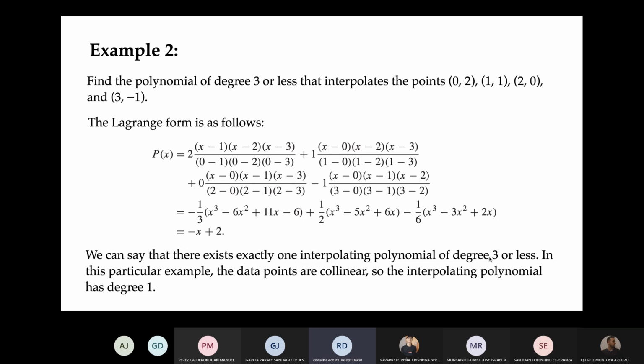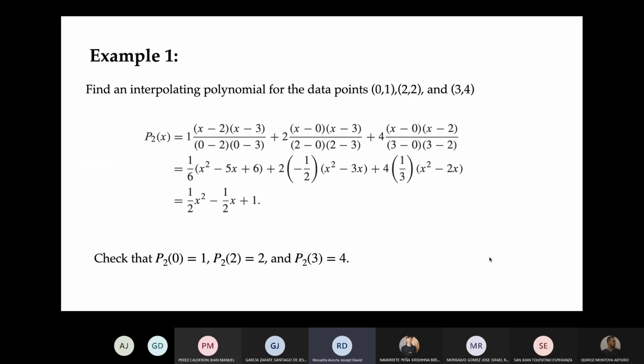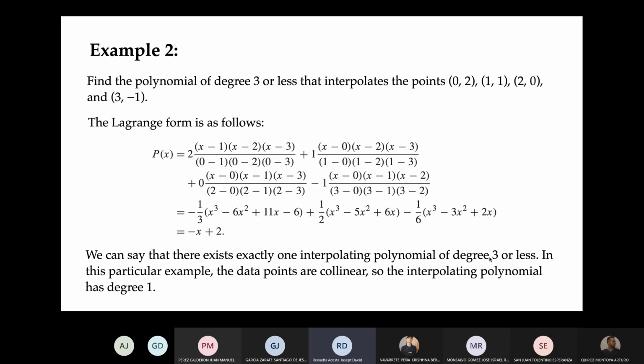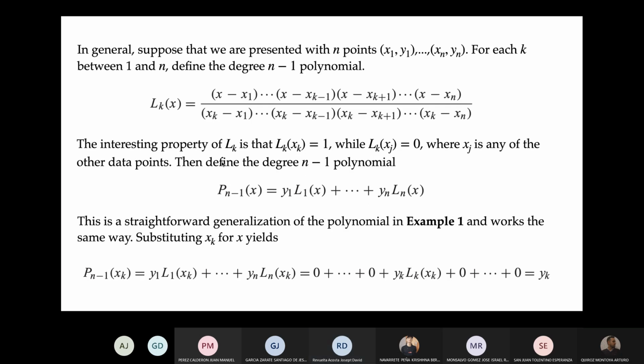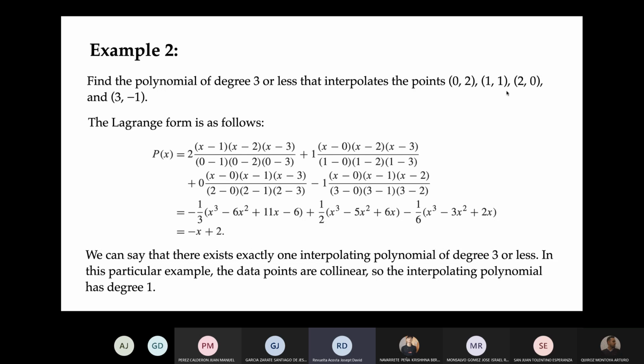So let's do this, but you're going to do this one. I'm going to give you the points. Find the polynomial of degree 3 or less that interpolates 0, 2, 1, 1, 2, 0, and 3, minus 1. So please do it and confirm that it gives exactly this, according to the formula that we saw here. Write down the points: 0, 2, 1, 1, 2, 0 and 3, minus 1.